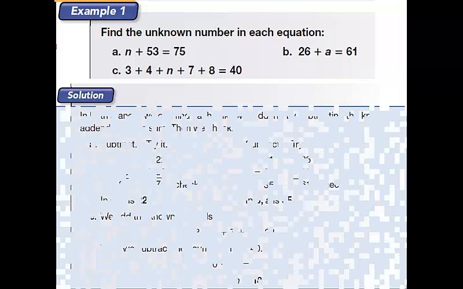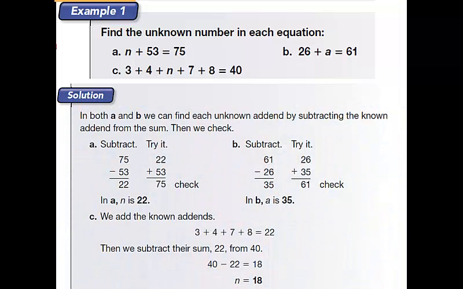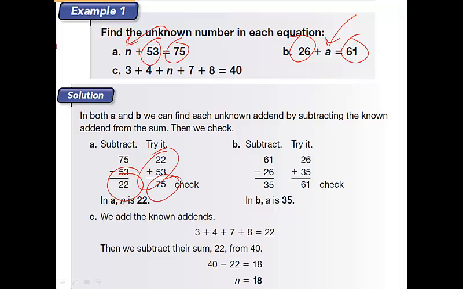In A and B, we can find each unknown add-in by subtracting the known add-in from the sum. So in both cases, we're going to take this 53 and subtract it from the 75 to find out what n equals. And here we're going to subtract the 26 from the 61 to find out what a equals. So 75 minus 53 is 22, and then we can add those two back together to see if our answer is correct and get back to the sum of 75.